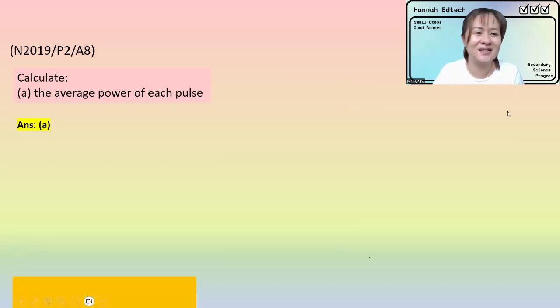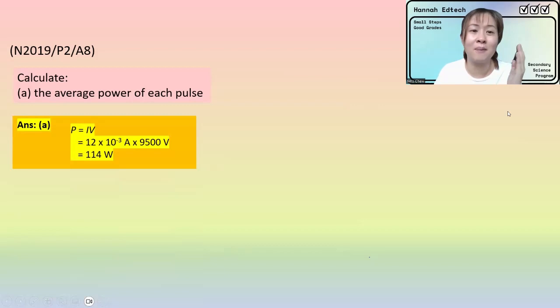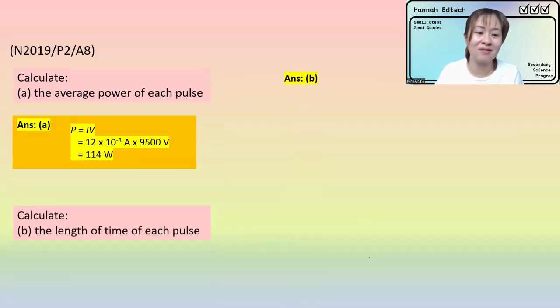So for power in the electricity chapter, it is always equal to current times voltage. Check whether your current is given, your voltage is given, and make sure everything is in their SI units. And there you have it, 114 watts. Now calculate the length of the time of each pulse.